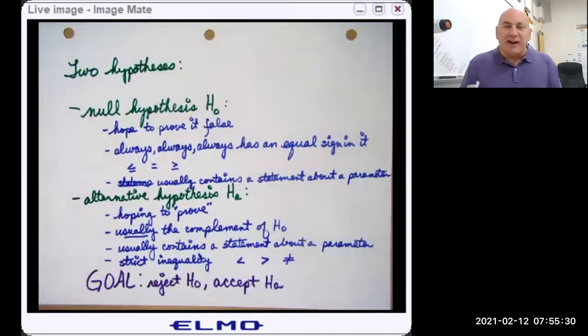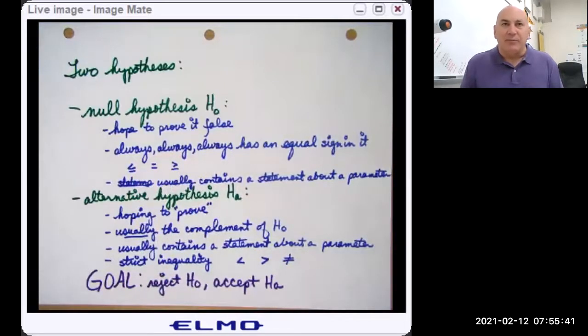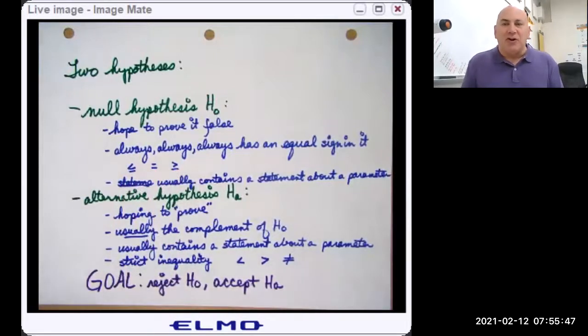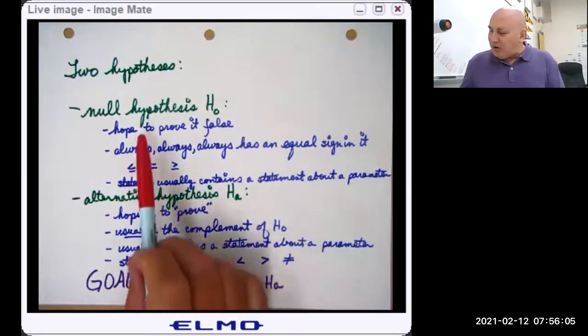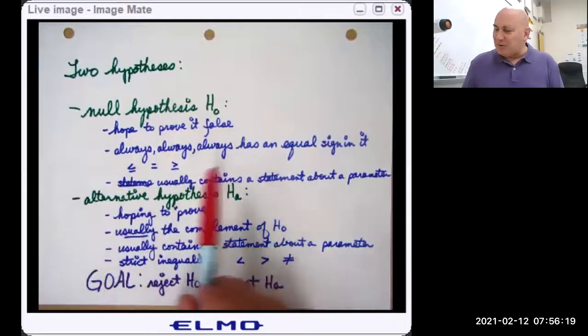And for our purposes right now, this will change a little bit later, but for right now, your null hypothesis will always, always, always have an equal sign in it. It may be equals, it may be less than or equals, or it may be greater than or equals, but a null hypothesis always, always, always has an equal sign in it, in some form. Now later we're going to write null hypotheses in words, not formulas. You'll say, well, then it doesn't have an equal sign. Well, in words, it kind of will. And your null hypothesis usually contains a statement about your parameter. In other words, is mu greater than or equal to 50 if it's my null hypothesis, because I always want to have an equal sign in it.